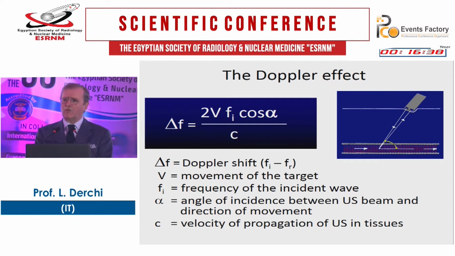And this is the equation which rules this phenomenon. Delta F is the Doppler shift, V is the velocity of movement of the target, Fi is the incident frequency, alpha is the angle of incidence between the ultrasound beam and the direction of the movement, and C is the velocity of propagation of ultrasound in tissues. So delta F is equal to twice the velocity times the incident frequency times the cosine of the alpha angle, divided by the constant C.